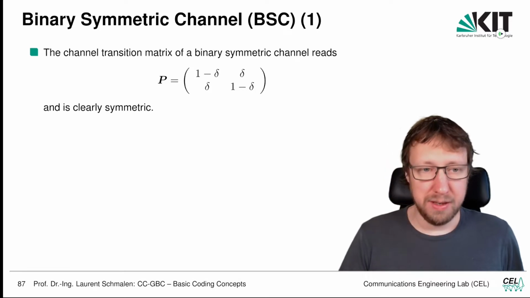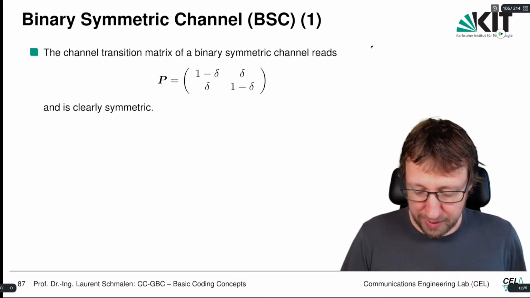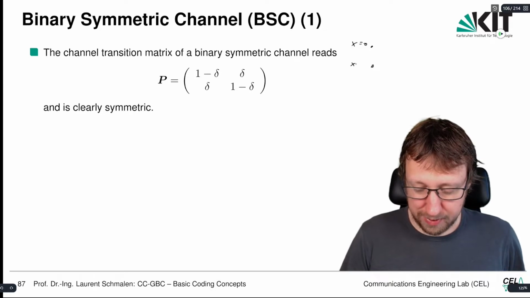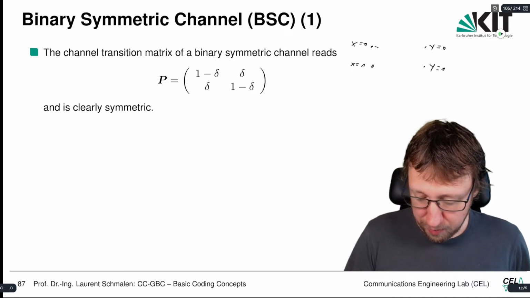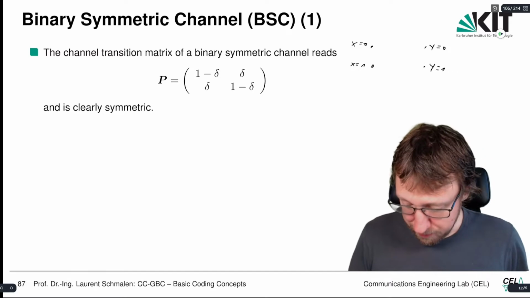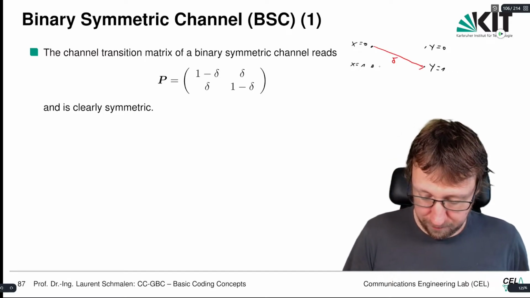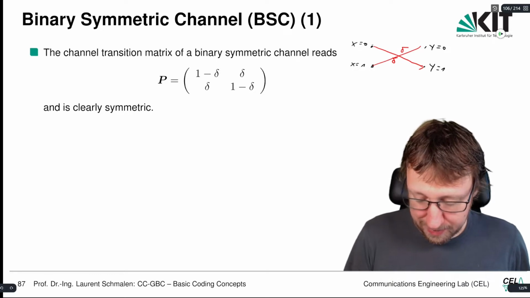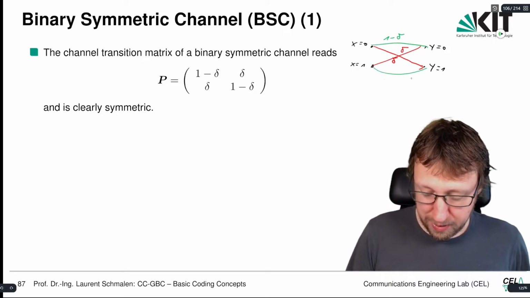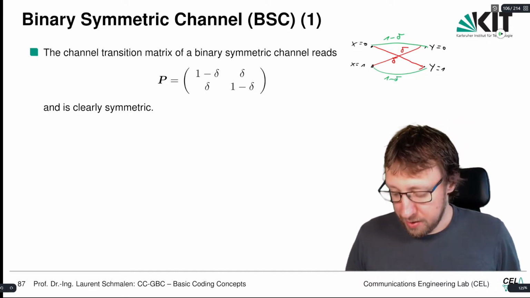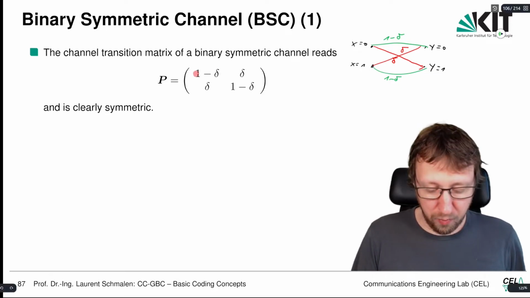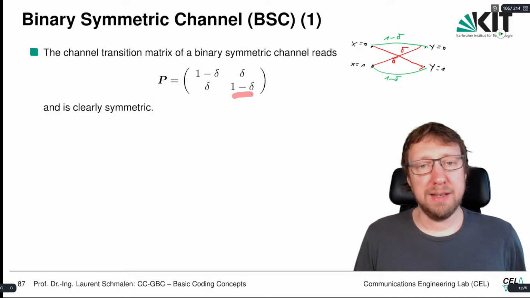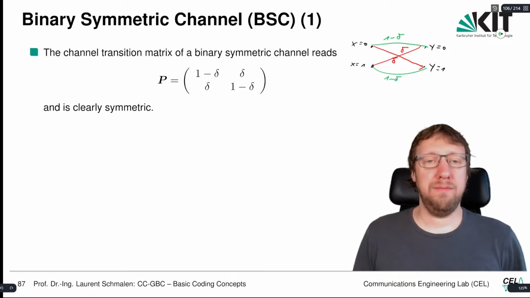We recall the binary symmetric channel is a channel that has inputs x equals 0 or x equals 1, and it has outputs y equals 0, y equals 1. And with probability delta, we make an error. And with probability 1 minus delta, we transmit a bit. So we have a channel transition matrix P that looks as follows. So we have 1 minus delta, delta, delta, 1 minus delta. And this is a symmetric channel. The rows and the columns are both permutations of each other.